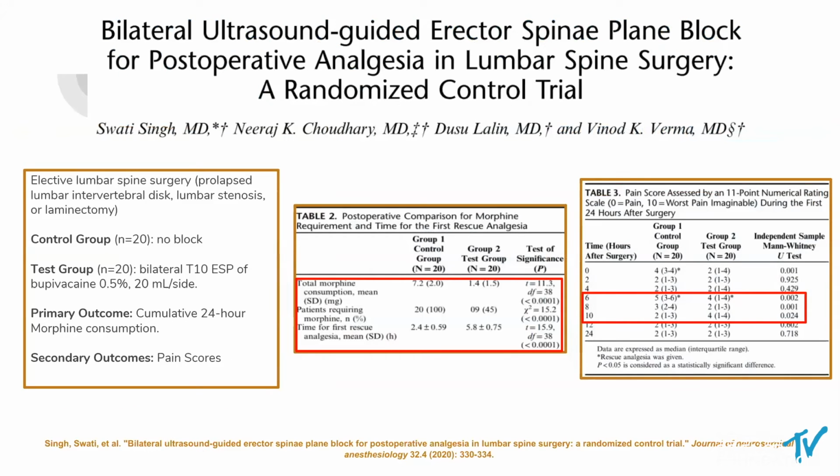This is another randomized controlled trial looking at ESP block for lumbar decompression surgery. In India, they compared no block to 20 patients that received ESP block at T10. The primary outcome they were looking at, again, was cumulative 24-hour morphine consumption. If you look at the table in the center of the screen here, the ESP group is going to be group 2. On average, they required significantly less morphine than the control group, and significantly fewer patients required morphine at all in the ESP group relative to the control group. And again, the time to first rescue analgesic was significantly prolonged in the ESP group.